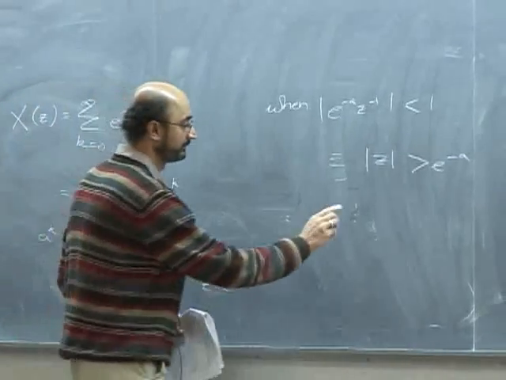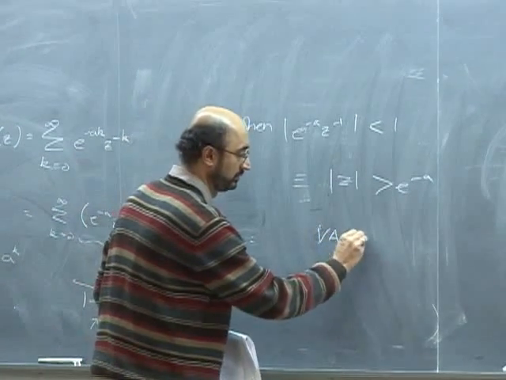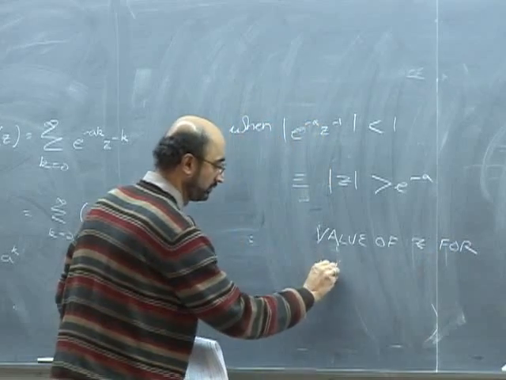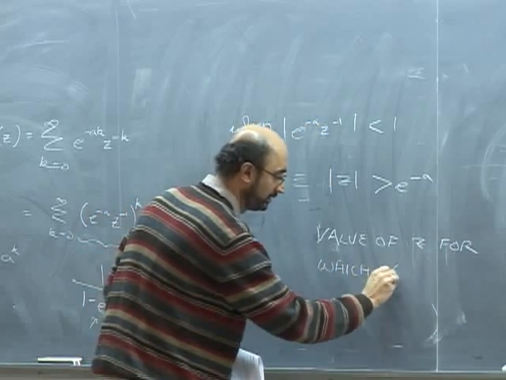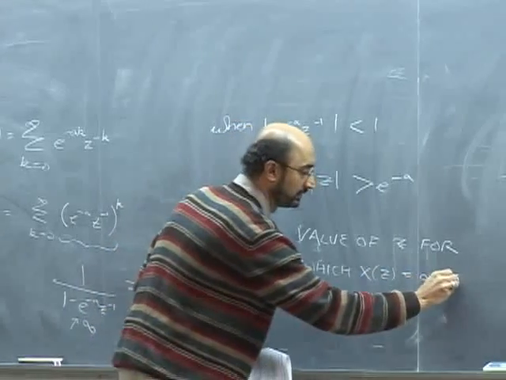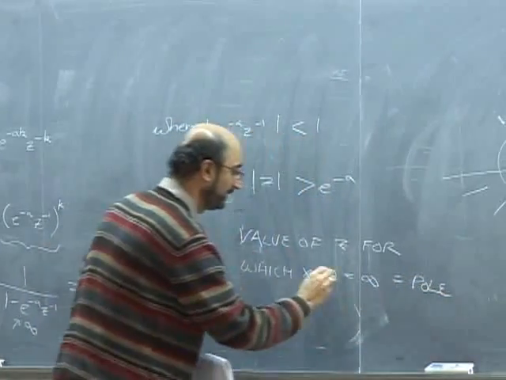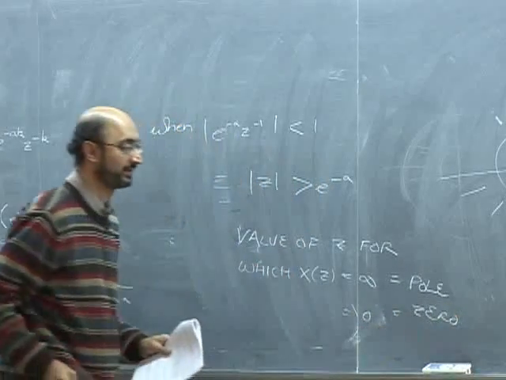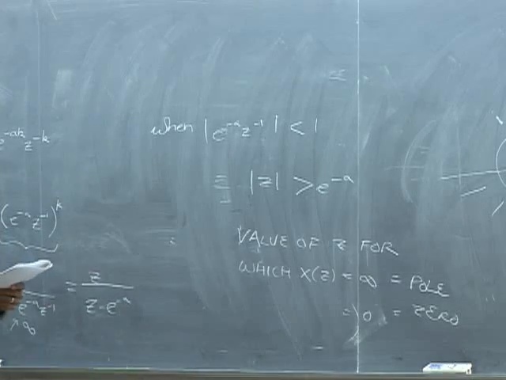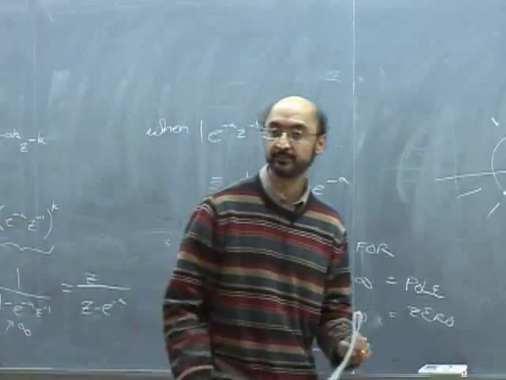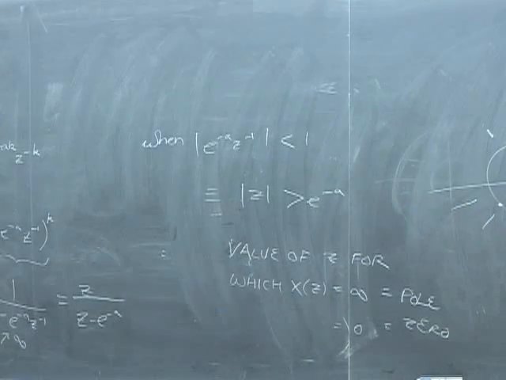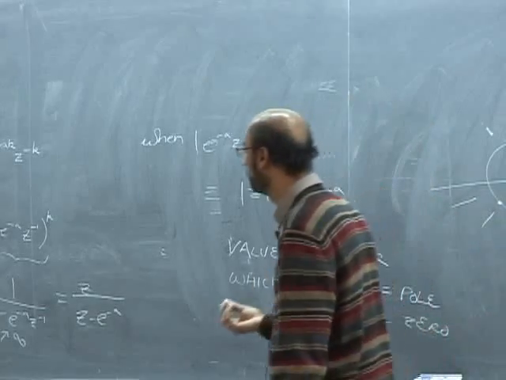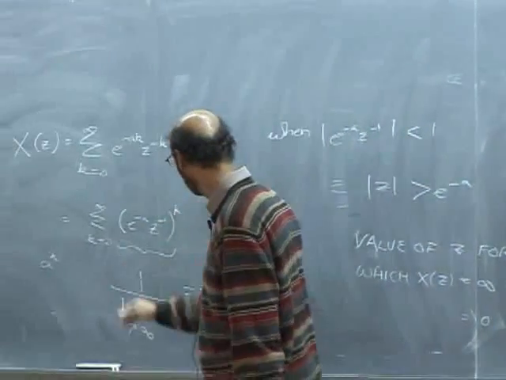So the value of z for which X(z) equals infinity is called the pole, and the value z for which X(z) equals 0 is called the zero. And this is just exactly like the Laplace transform, and really there's not a whole lot more to it. You can see that the form we use for computing these transforms is very much like what we had with the Laplace, where we had 1 over 1 minus s.